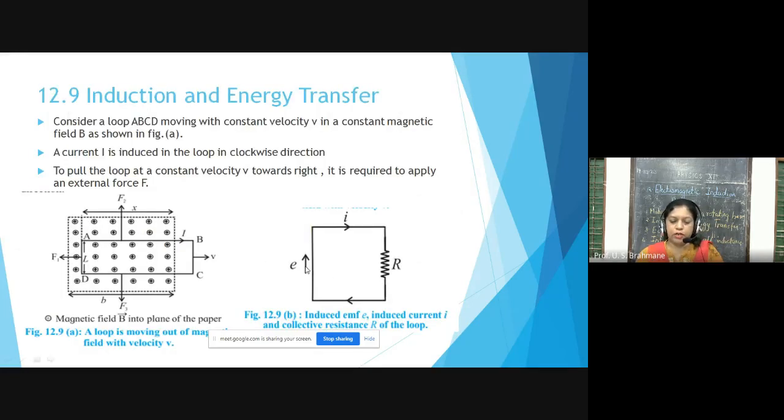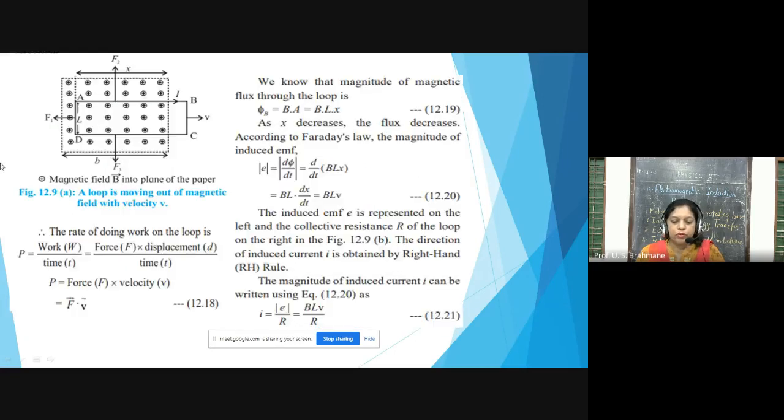You can see this is the induced EMF, the direction of the current is like this, and this is the resistance. Now, here the magnitude of induced current I can be written as: by Ohm's law we know, I is equal to V upon R, or E upon R. Now what is E from this equation?